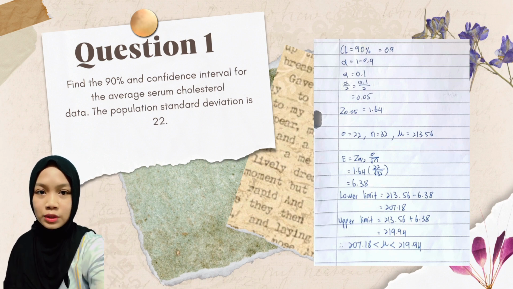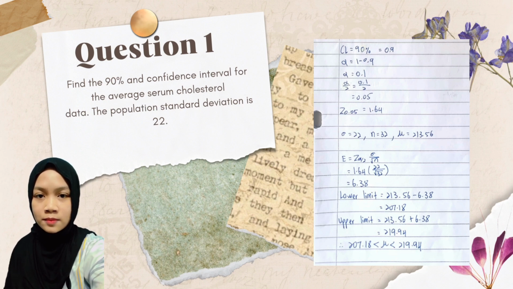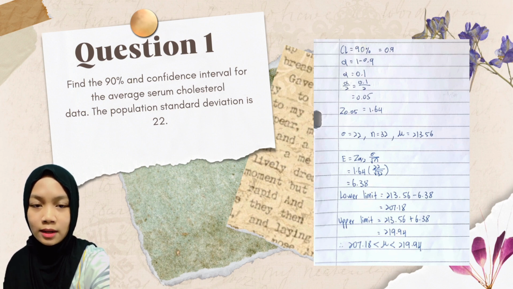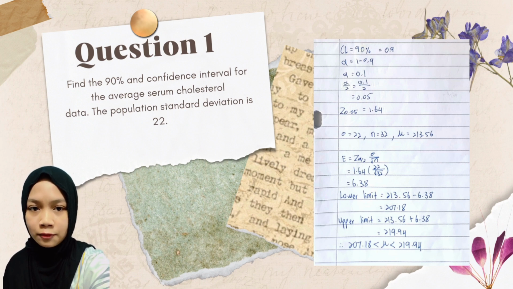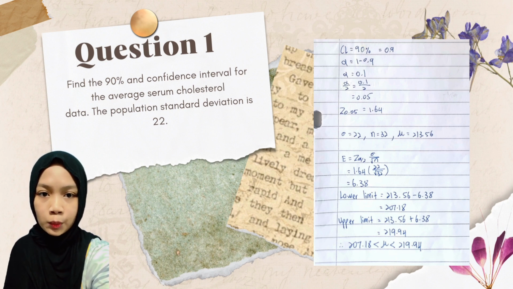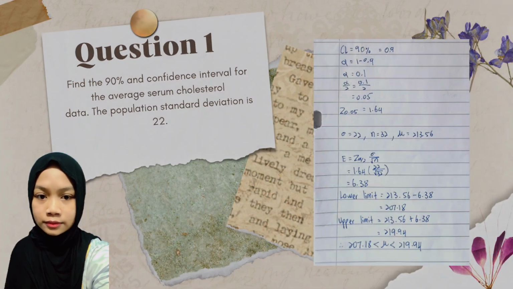By using the formula E equals Z times standard deviation per square root n, I substituted all the values and got the answer, which is 6.38. To get the lower limit, average minus E gives 207.18, while the upper limit, average plus E, equals 219.94. The interval is 207.18 less than mean less than 219.94.